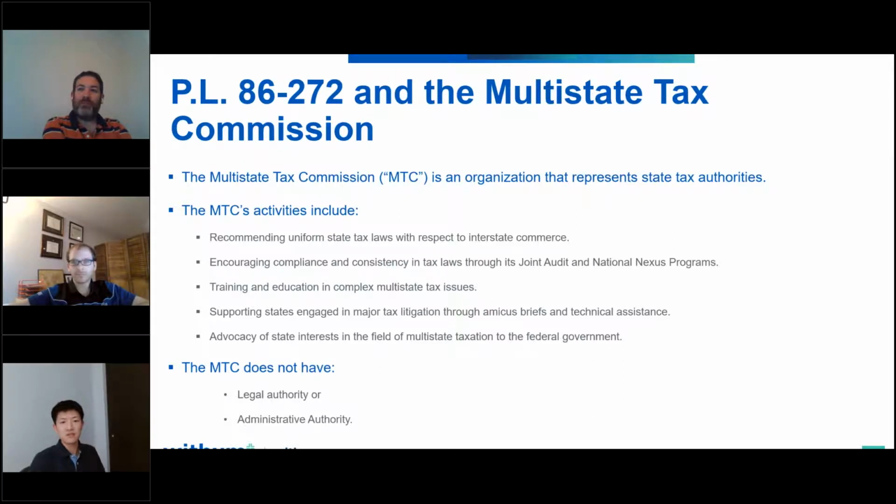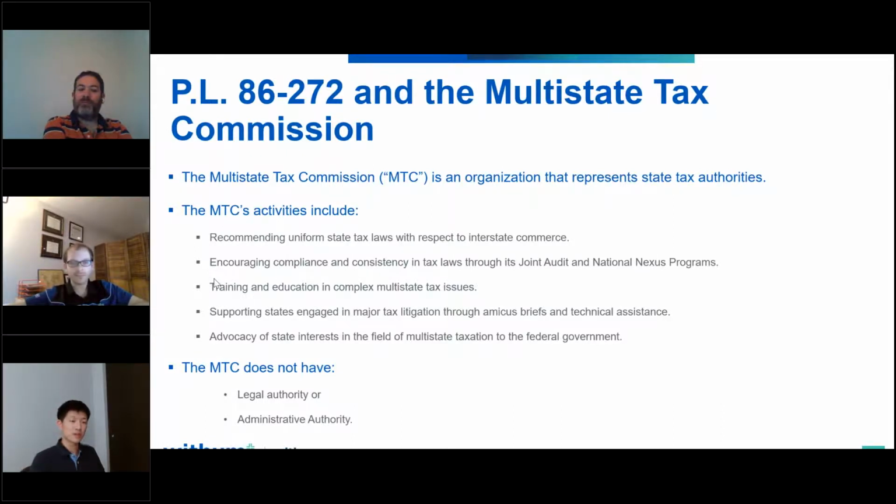Some of the other activities that they do are training, as well as supporting states engaged in tax litigation and advocacy of state interests. Something you can also find on their website is that they help with voluntary disclosure programs for multiple states, as well as a uniform sales and use tax resale certificate. So again, they try their best to come up with uniformity between the states.